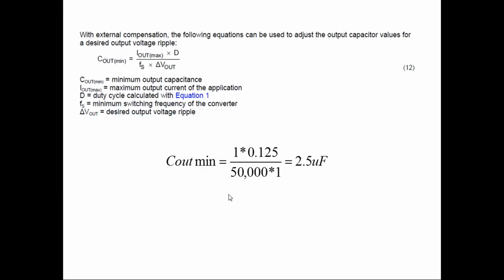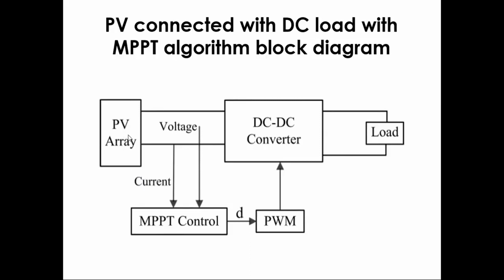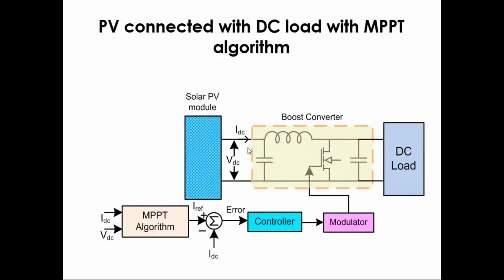The switching frequency also needs to change as per the equation. So these are the two examples. Now we are going to connect the PV with a DC load and the incorporation of the MPPT algorithm, that is our final segment. When the PV array is connected with the DC to DC converter and the load, through a block diagram I try to explain how you can incorporate the control method and then PWM by generating the duty cycle. The duty will be over here instead of here, so we can control this DC to DC converter.